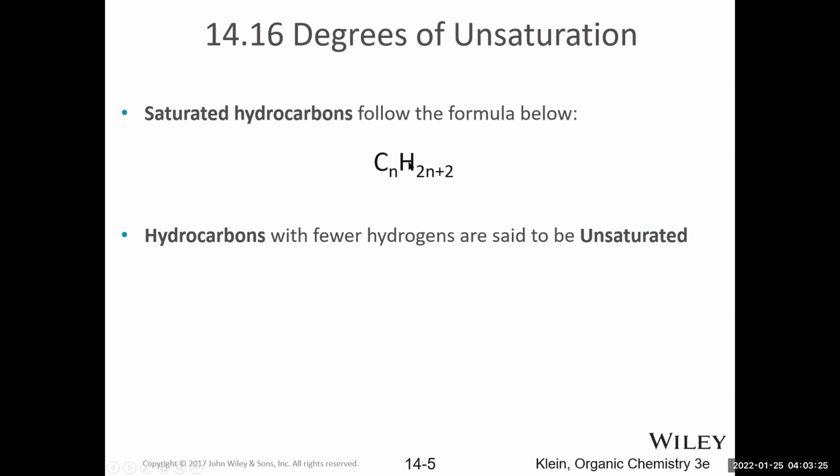then the hydrocarbon is saturated, and it will have 2 more than twice the number of carbons in terms of its hydrogen atoms. If the formula doesn't match that, let's say instead of C4H10, which would match, what if it was C4H8, or C4H6? Then we know that the number of hydrogens is not the maximal number of hydrogens that can fit on a certain number of carbons, and we say that the hydrocarbon is now unsaturated. It is not saturated with as many hydrogens as possible. Instead, it has fewer hydrogens than are technically possible.